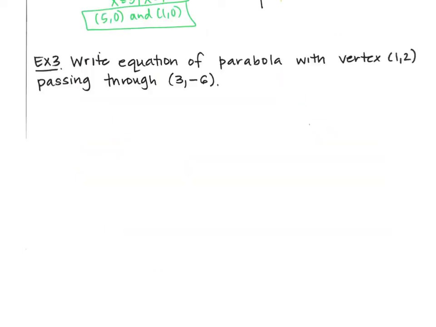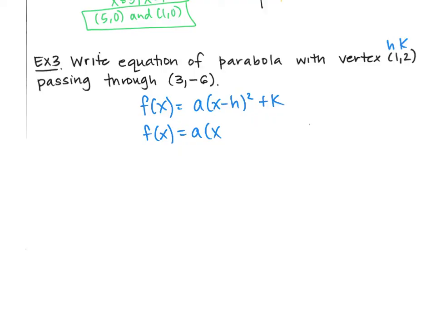For example 3, I'm going to write the equation of a parabola, or a quadratic function, with a vertex of (1, 2) passing through (3, -6). Depending on the information it gives me, I might use vertex form or general form. Because they're giving me the vertex, I'm going to use the vertex or standard form. That's a times (x minus h) squared plus k. Because they already gave me the vertex, this is h, this is k, I could plug that in right away.